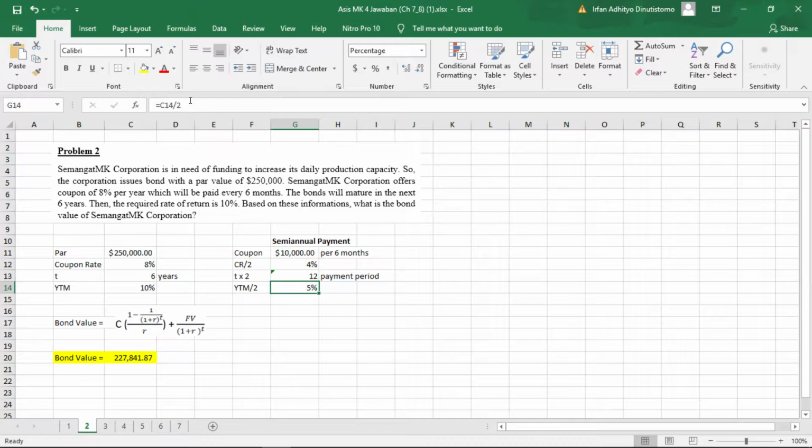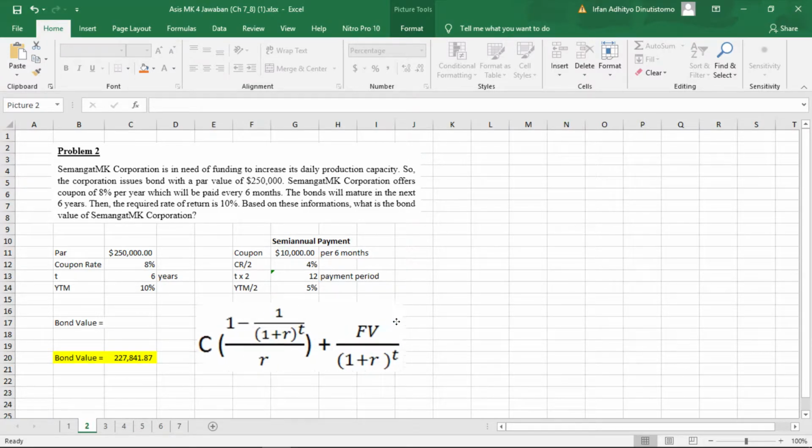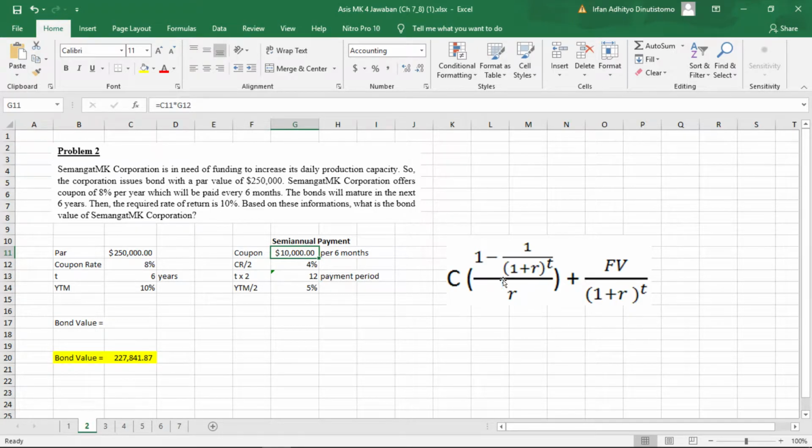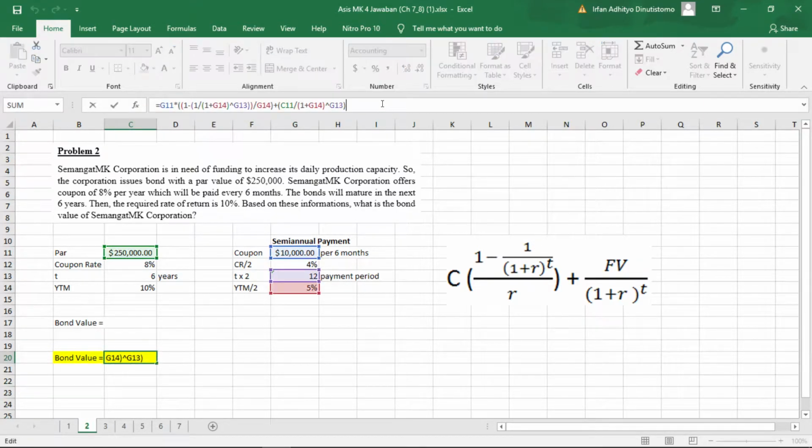So you have all the information that you need to calculate. You just use this formula: the coupon of 10,000 multiplied by the present value interest factor of annuity, 1 minus 1 over (1 plus r) to the power of the number of periods, divided by the required rate of return, the yield to maturity. Then you add that to the present value of the face value of the bond. So this is the bond value.